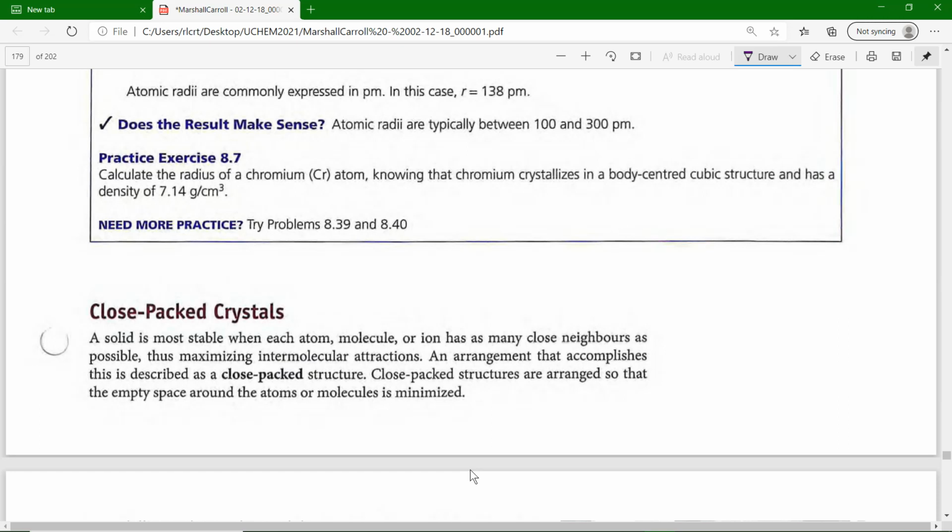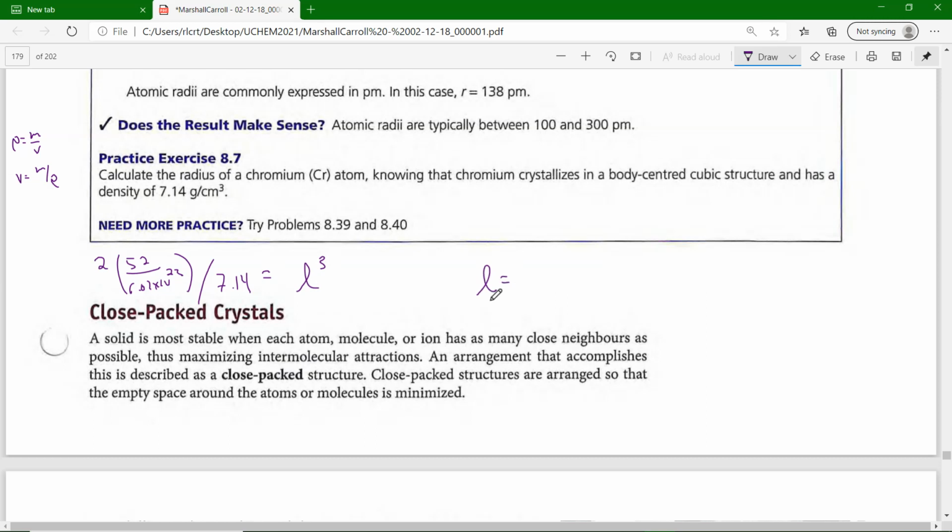Chromium. Okay, so I got to get the molar mass of chromium. 51.996, so just 52. Okay, so chromium is 52 grams per mole, body-centered cubic, so 2 atoms in a unit cell, 2 times 52 divided by 6.02 by 10 to the 23. That's the mass of the unit cell. And I got the volume, let's see. Rho is m over v, so v is m over rho. So there's my m divided by my rho, 7.14, and that's going to equal my length cubed. So then I can get the length, and then I can get r.